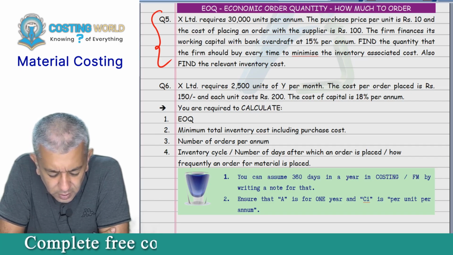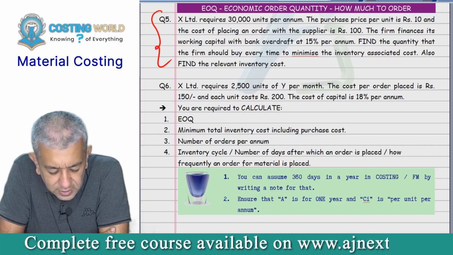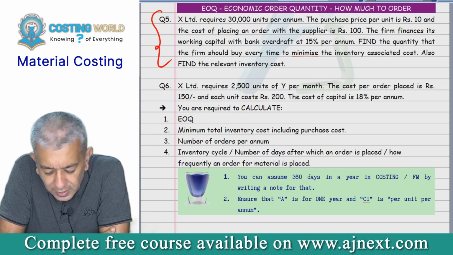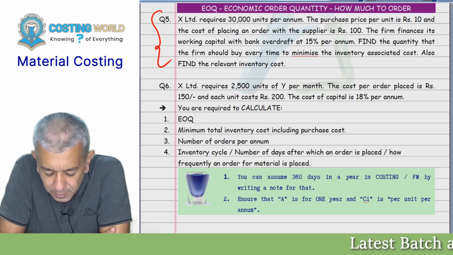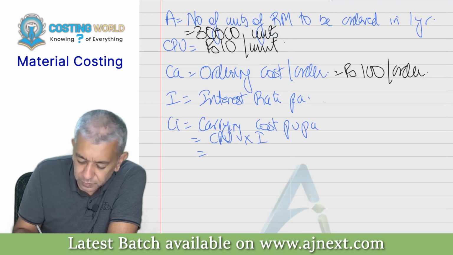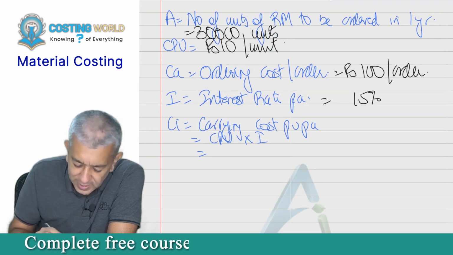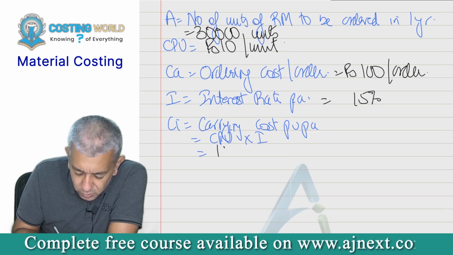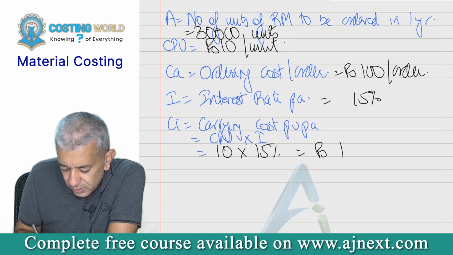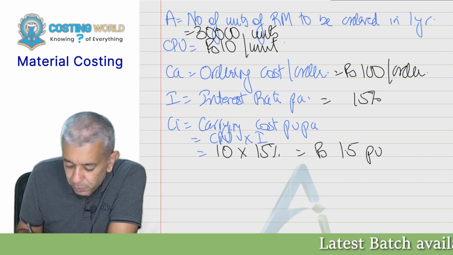Further, the firm finances its working capital with the bank overdraft at a rate of 15% per annum. Okay, can we say this 15% will become I, no? So therefore 15%. So CI is carrying cost per unit per annum. So 10 into 15% is equal to rupees 1.5 per unit per annum.